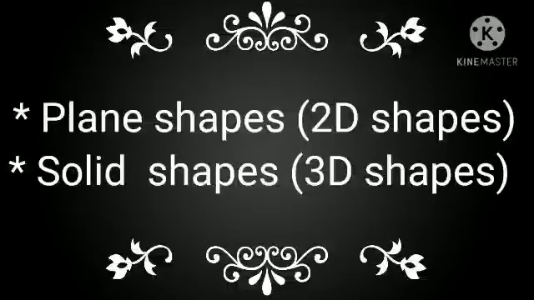Children, now let us revise quickly. Plane shapes have no thickness. These shapes have only length and breadth. That is why plane shapes are called 2D or two-dimensional shapes. But solid shapes have length, width, and height. That's why solid shapes are called 3D or three-dimensional shapes.